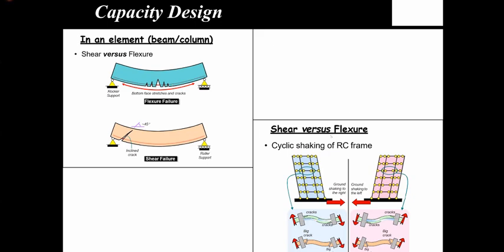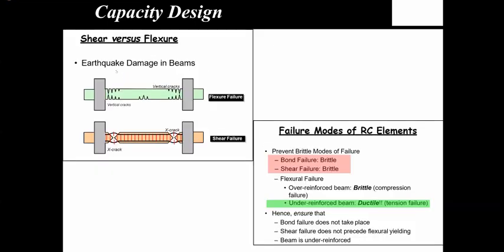Let's look at, for example, the same building subjected to a couple of cycles of shaking. The damage pattern you see in flexural behavior is what you see in the top figure here. And if you have a shear failure, you're going to have diagonal shear cracks which will lead to immediate collapse, which we need to avoid at any time, right? So the conclusion from this is we need to have a flexural failure before any shear failure happens. And the failure modes, if I have to summarize them in an RC element, include bond failure, which is a brittle failure that we should avoid.